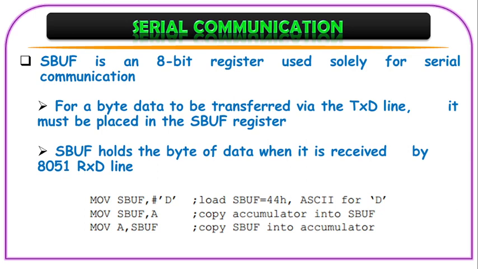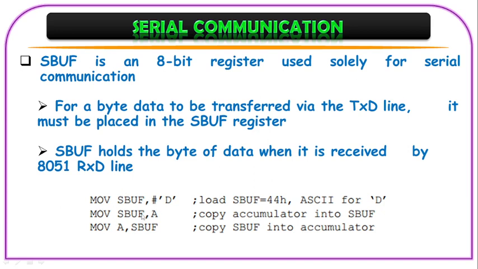Then I have told about the baud rate, and there are two registers which are used for serial communication. One is the SBUF register, the serial buffer register, which is an 8-bit register that holds the data to be transmitted or the data which is received. Both while transmitting and while receiving, this SBUF is used. It is an 8-bit register which stores the data transmitted or received.